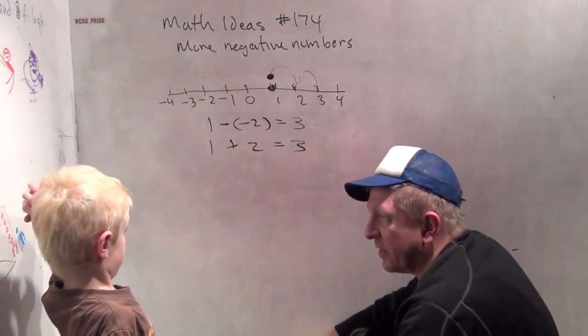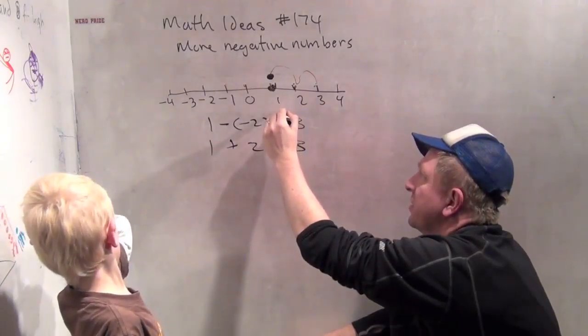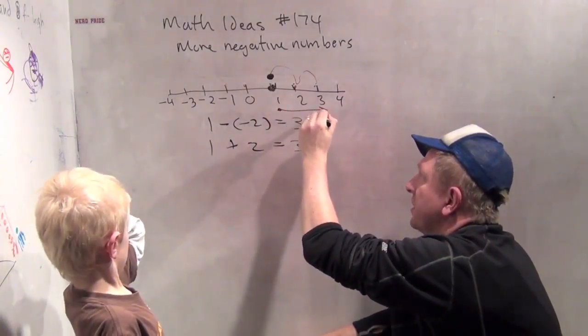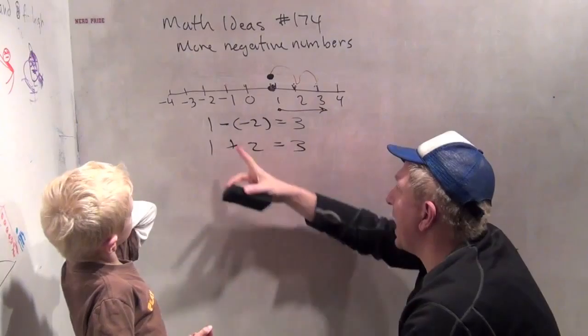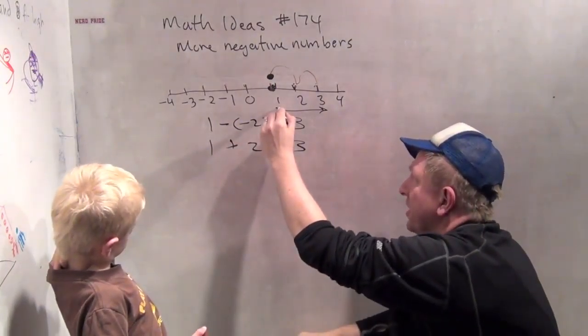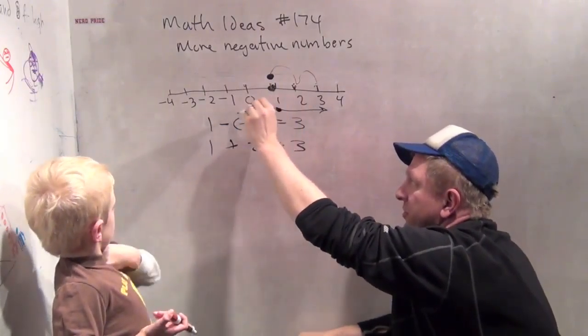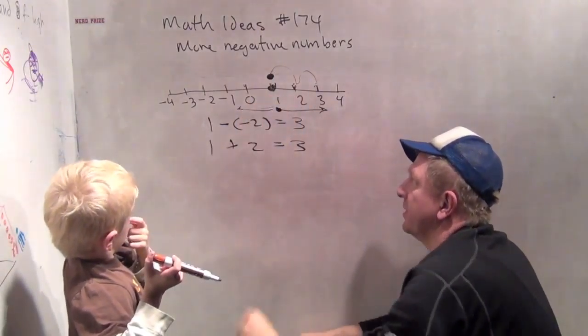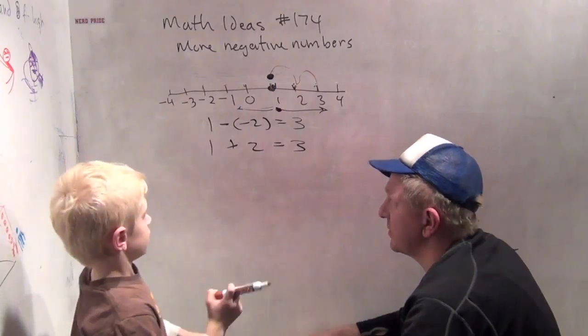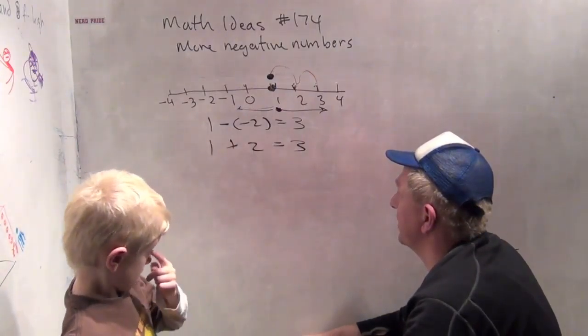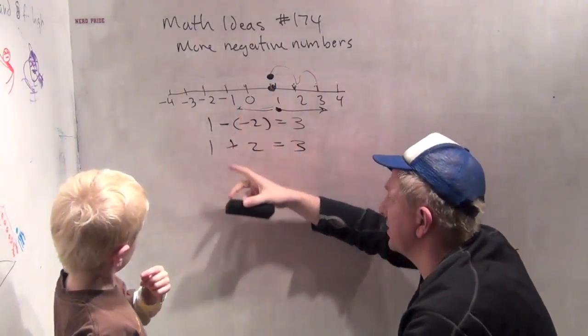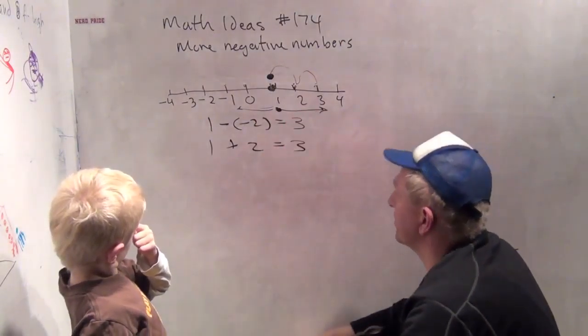But that makes sense, because plus 2 means start somewhere and go 2 this way. Minus 2 means start here and go the opposite direction of that way, 2. The opposite direction of left is right. So we go right 2. These say the same thing.